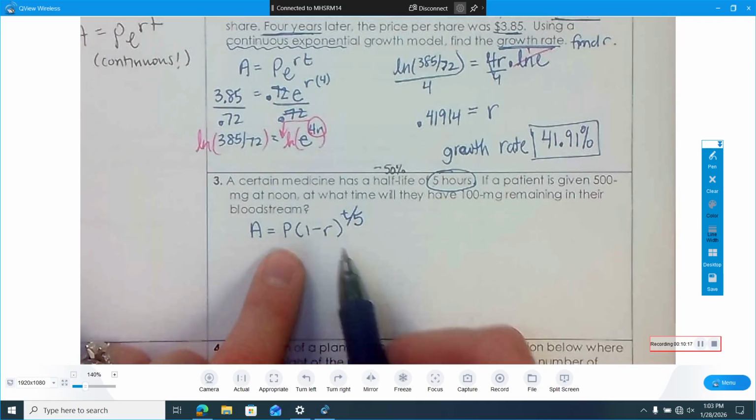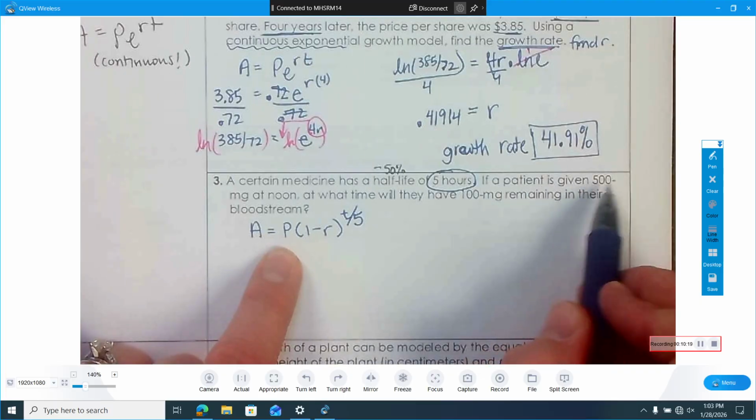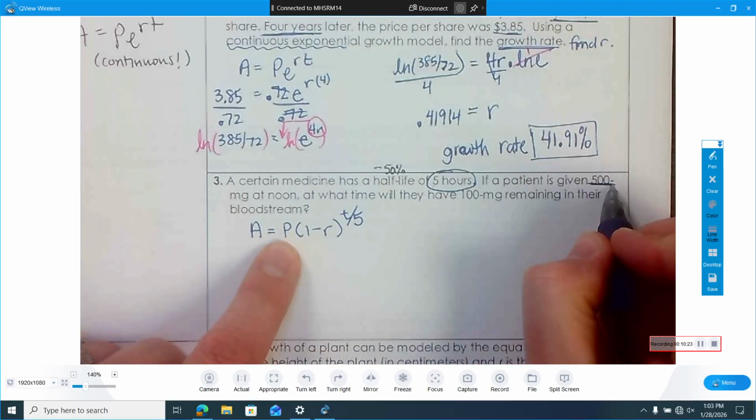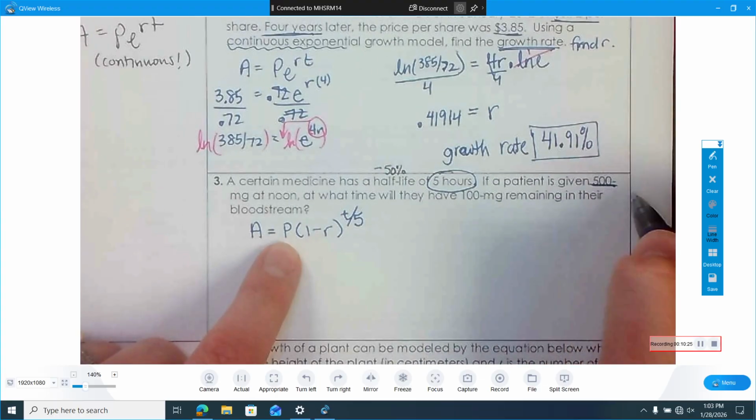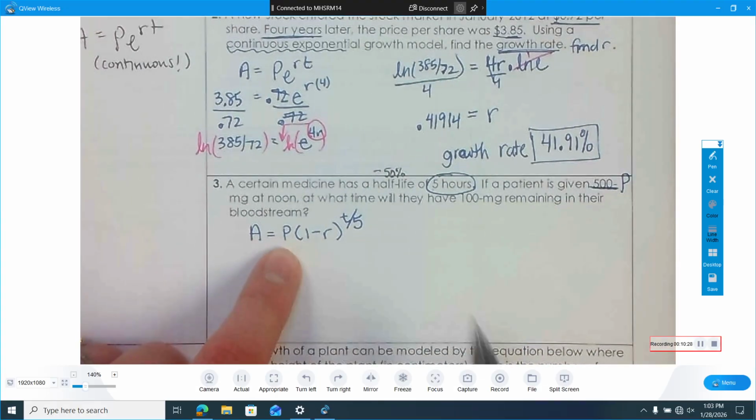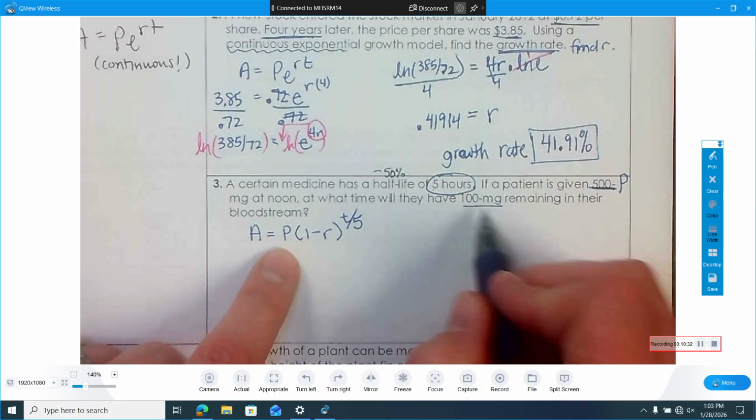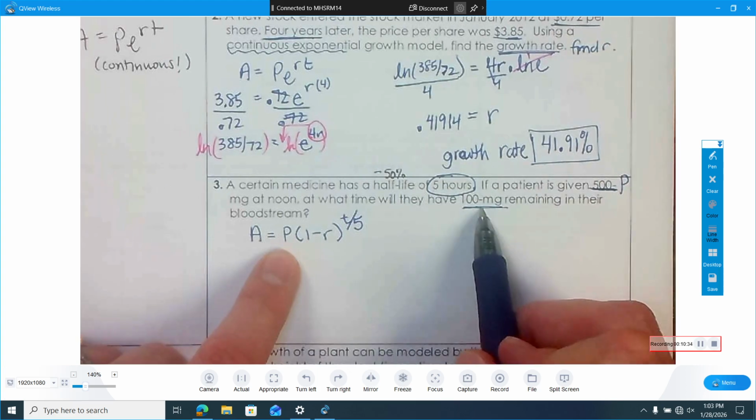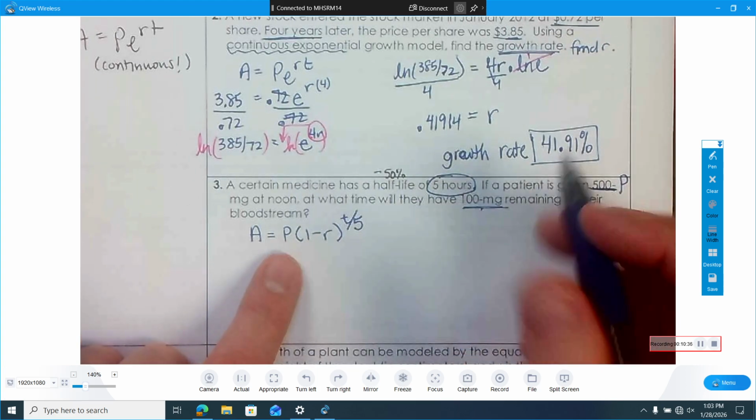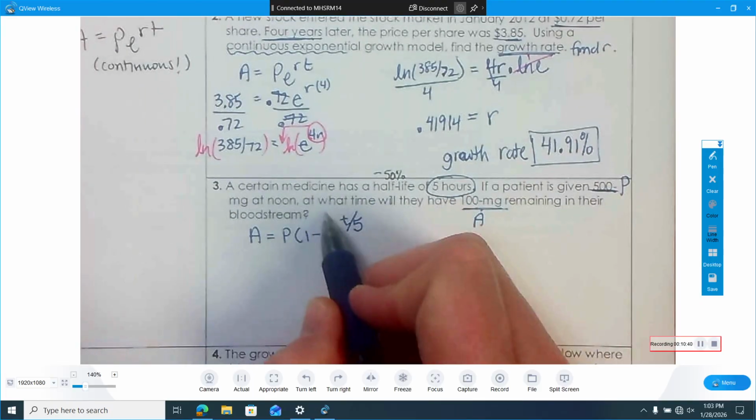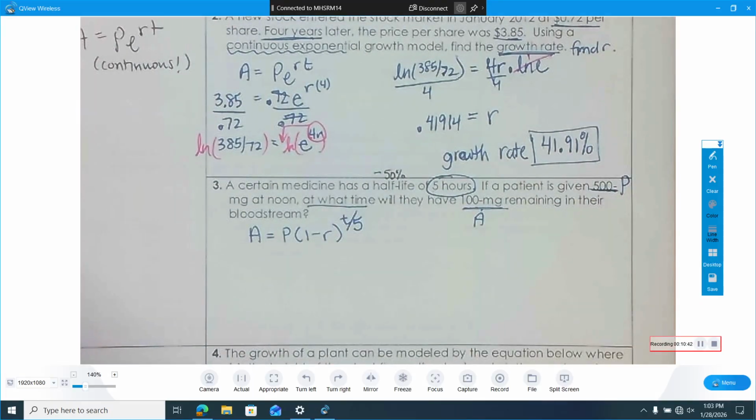Let's see. So we started, a patient is given 500 milligrams at noon. So where does the 500 go? P, that's the P. At what time will they have 100 milligrams remaining? So where does the 100 milligrams go? That's the A, good. In their bloodstream. So we're figuring out at what time. So we're trying to figure out T.